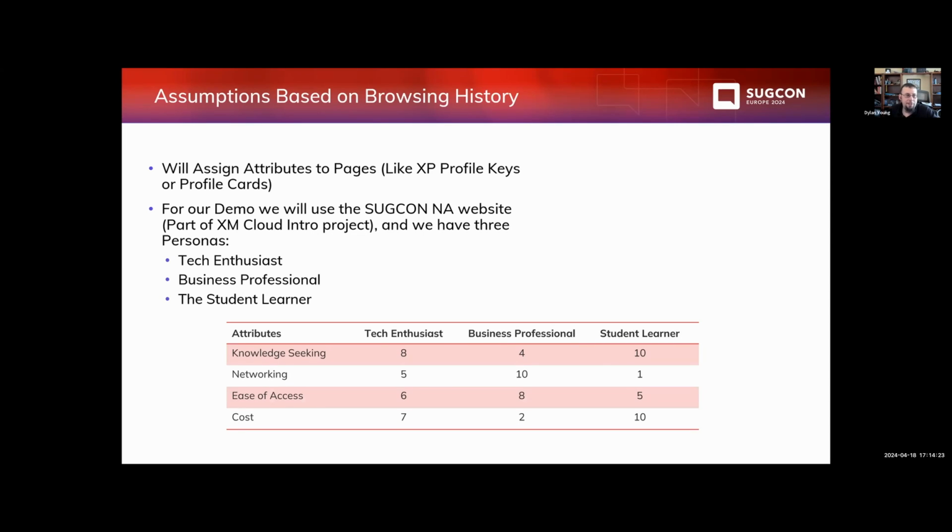So for our use case today, let me set the stage a little bit about our first use case. We're going to use 3 different personas for our demonstration. We have a tech enthusiast, a business professional, and a student learner. We'll be applying these changes to the SUGCon North America website. This is part of the open source XM Cloud intro project, and these changes are already applied to that site.